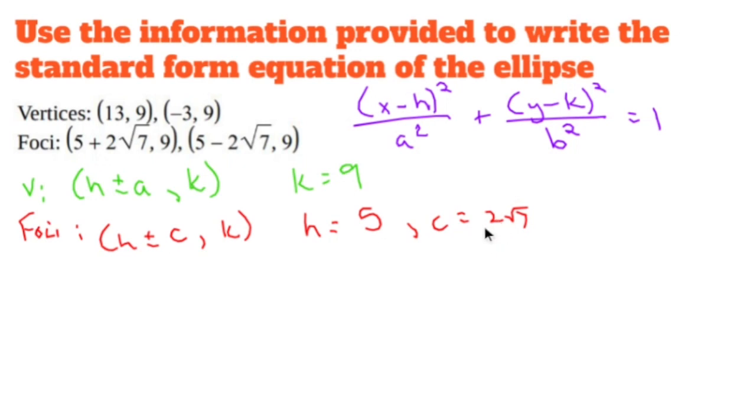With that information, if my vertices were given to me by h plus or minus a, then since this has a difference of 16 between each other, that tells me that a is 8. Okay, so that's because my horizontal major axis is going to be 16, and half of that, divided by 2, tells me that a is 8.